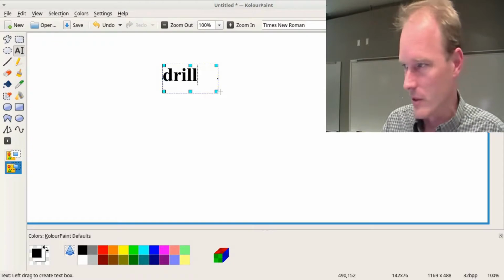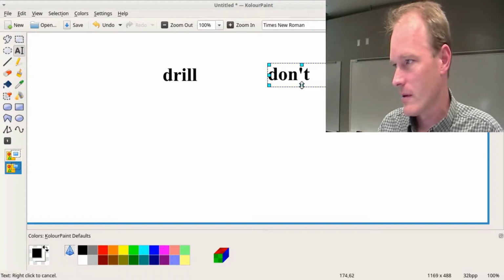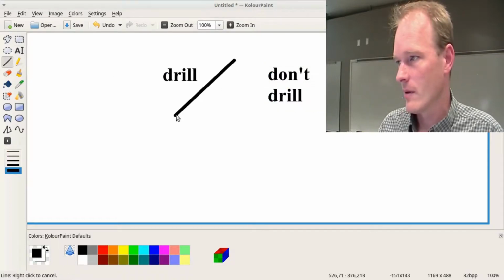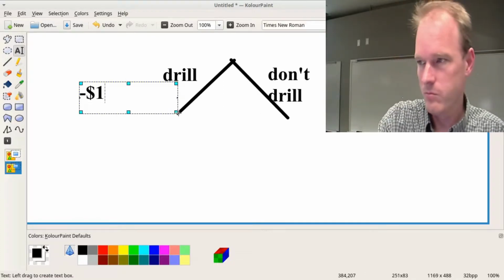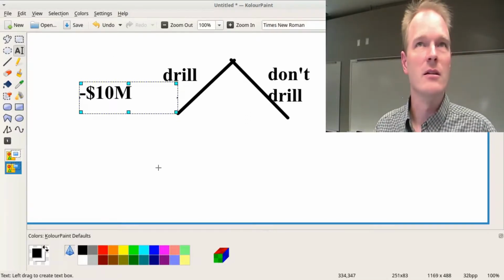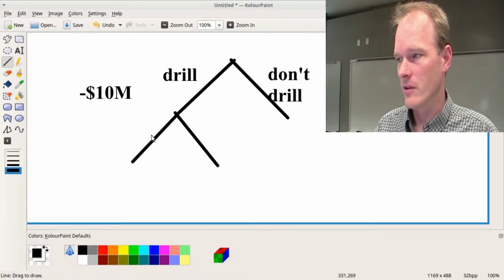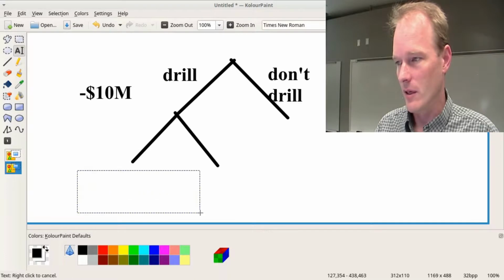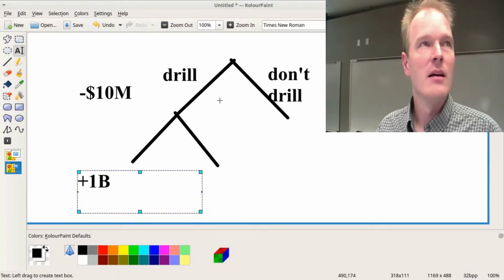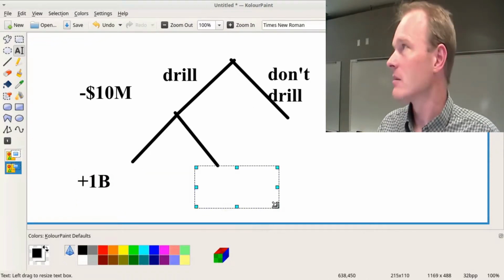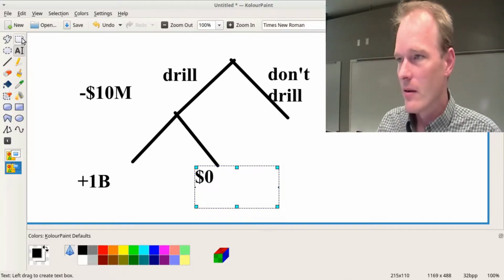Your choices are you can drill. Your choices are don't drill. Okay? If you drill, it's going to cost you $10 million, right? Because drilling is expensive. But here's something interesting. If you drill, then there's some probability that you'll find oil. And if you find oil, you get plus $1 billion, right? And if you don't find oil, what do you get? $0, usually.